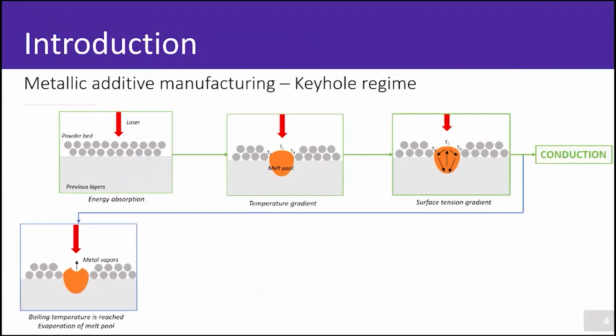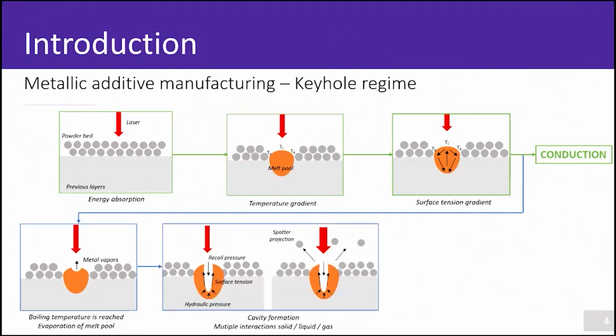But in my case, I put more energy into the laser by increasing the power of the laser, for example, or diminishing the scanning speed, for example. And the boiling temperature of the melt pool is reached, and you have the evaporation of the metal elements inside the melt pool. So after, you can create a cavity inside the melt pool. Here. So it's the keyhole cavity.